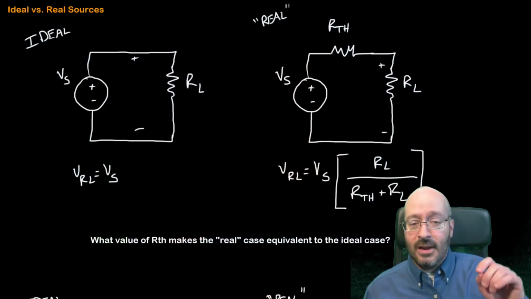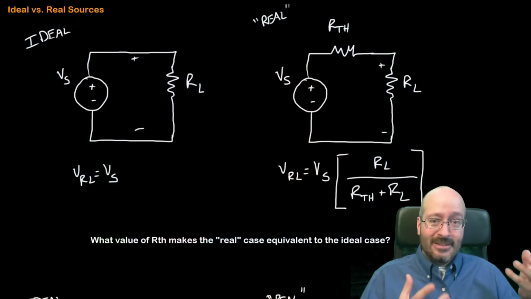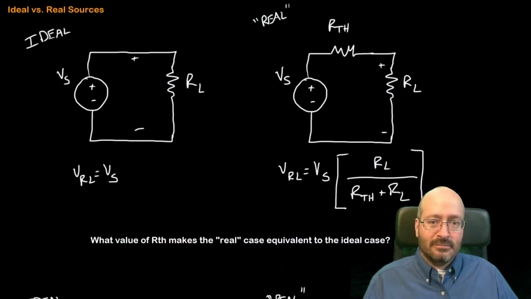Okay, so in superposition, I said let's replace the independent sources with their ideal resistances. And here's why that works. It has to do with Thevenin and Norton. Let's take a look at a voltage supply. We have ideal sources and we have more realistic sources, and our realistic sources look like this. It looks like a Thevenin equivalent circuit.